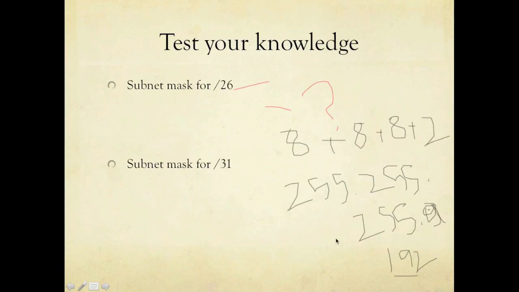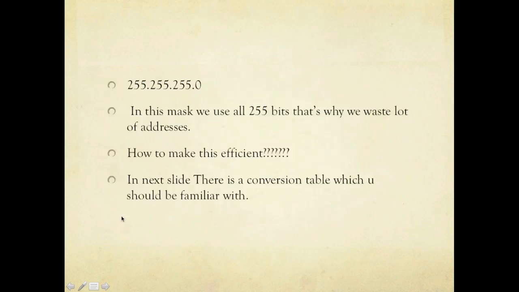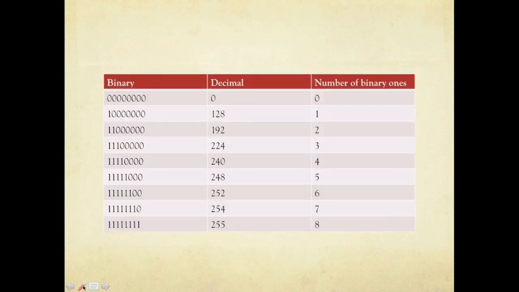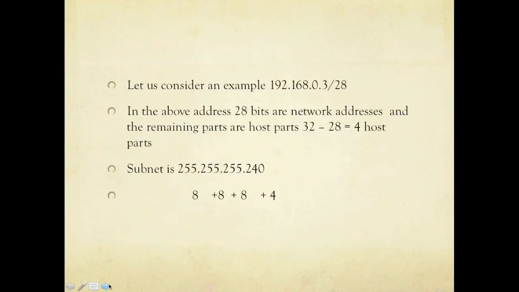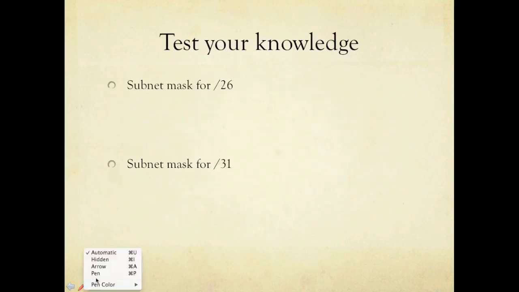So it's going to be 192, right? You can just check with the table. See, it's going to be 2. So 2 represents 192, right? So that's why we have chosen 255.255.255.192. Okay. So now you just try for slash 31.